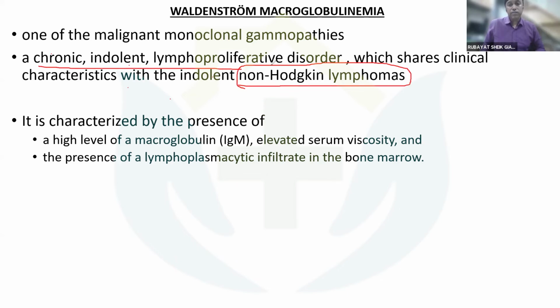Mixture in the sense you have hyperviscosity because of the high antibodies. You have lymphocytic infiltration of bone marrow and other organs causing organomegaly, lymphadenopathy, like the lymphomas. It's a mixture of the two conditions. Very unique condition, Waldenstrom's macroglobulinemia.